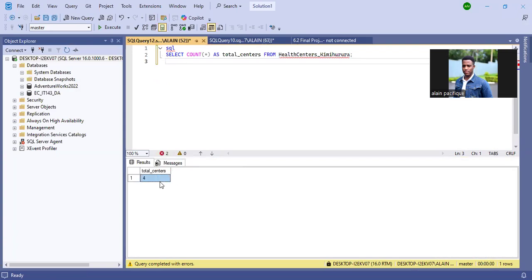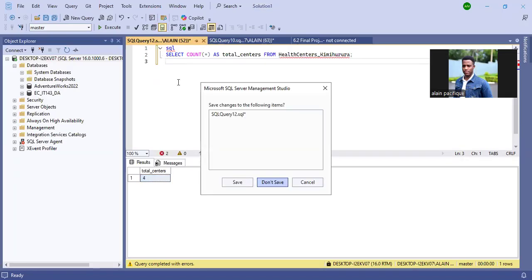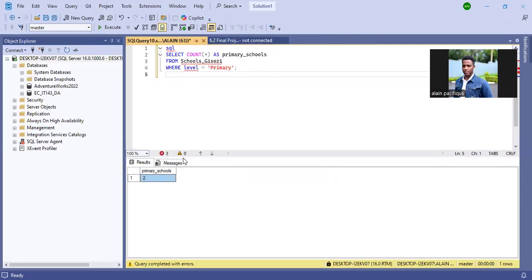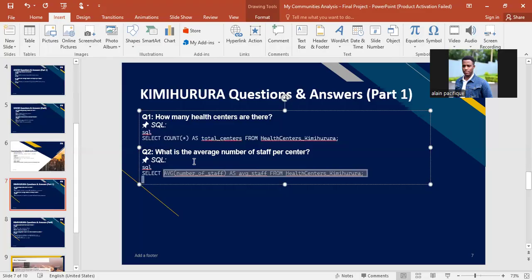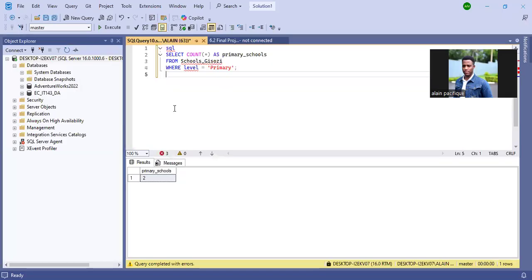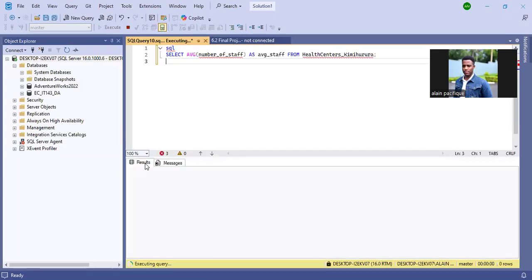Question 2 asks what is the average number of staff per center, asking the same way. We get an average staff of 13.